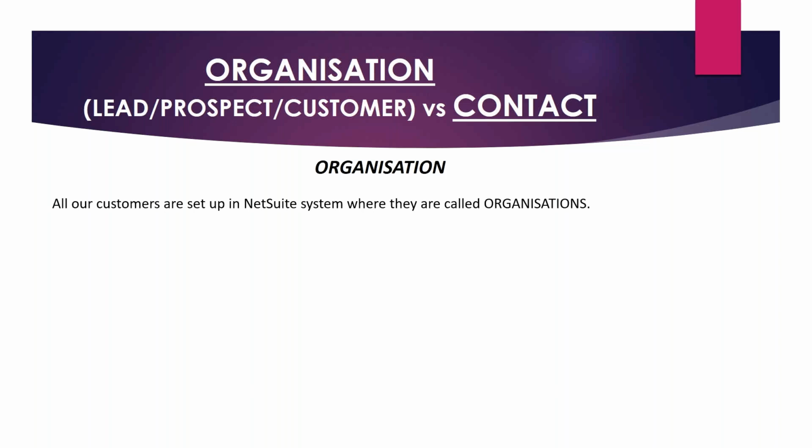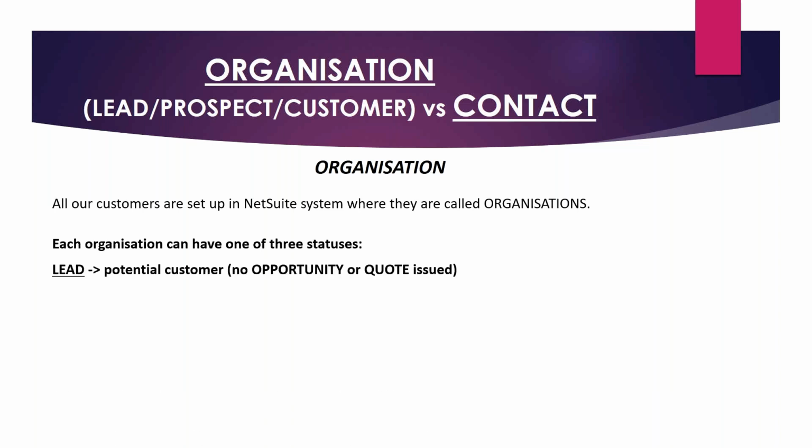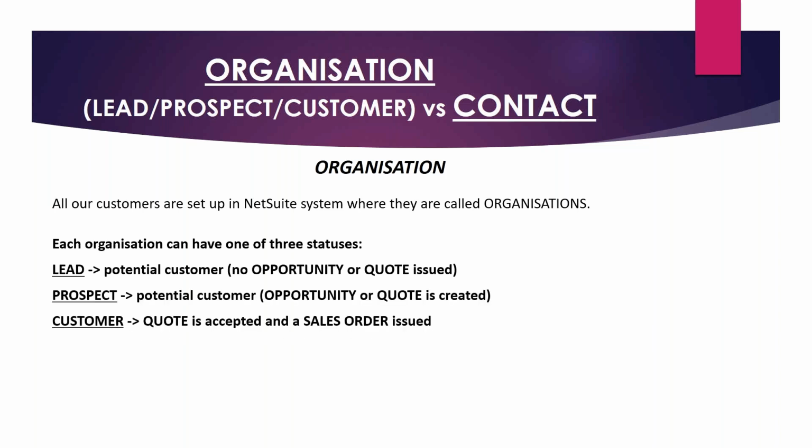So remember this, each organization can have three statuses. It can be a lead, it can be a prospect, and it can be a customer. Now, what is the difference between these three? A lead is an organization which is a potential customer.